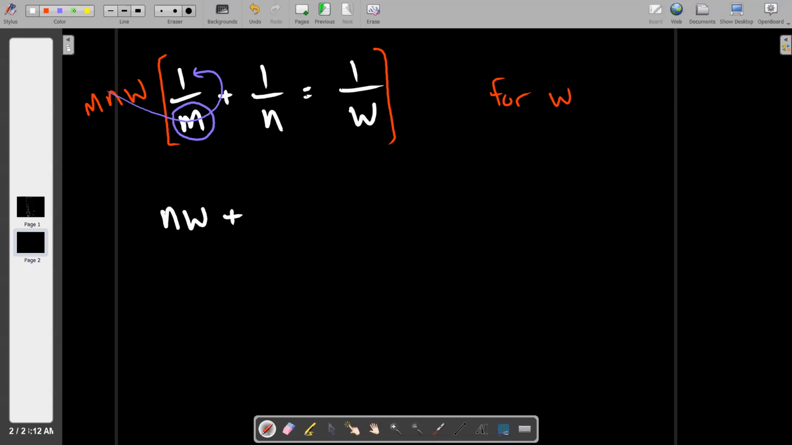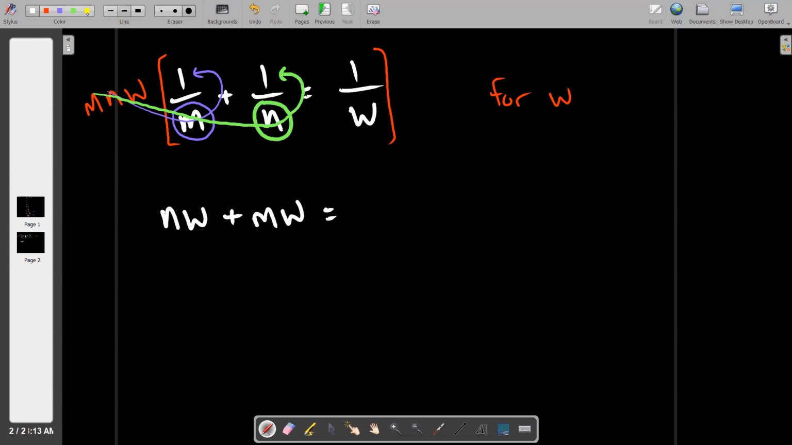Now take a look at the green. I am going to eliminate the second fraction. So I'm going to multiply M and W across by hooking. So I'm going to cancel downwards. When the N's cancel, what does that leave? MW times 1 is MW.